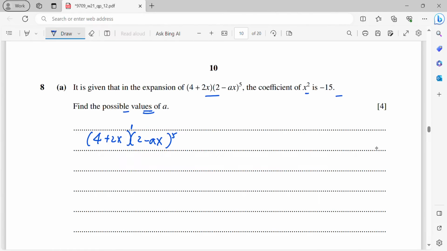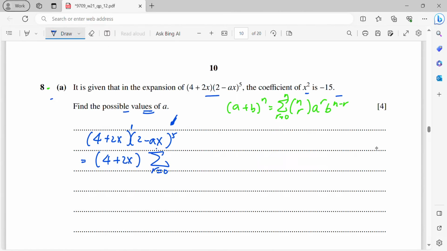So what I need to do is, I will just write this is 4 plus 2x. For this binomial expansion, it will be (a plus b) to the power n. Then I will change it to the summation nCr, a to the power of r, b to the power of n minus r. The r starts from 0 until n. This is a binomial expansion. So then I will rewrite in this general form. So the r is from 0 to 5, because your n is 5.